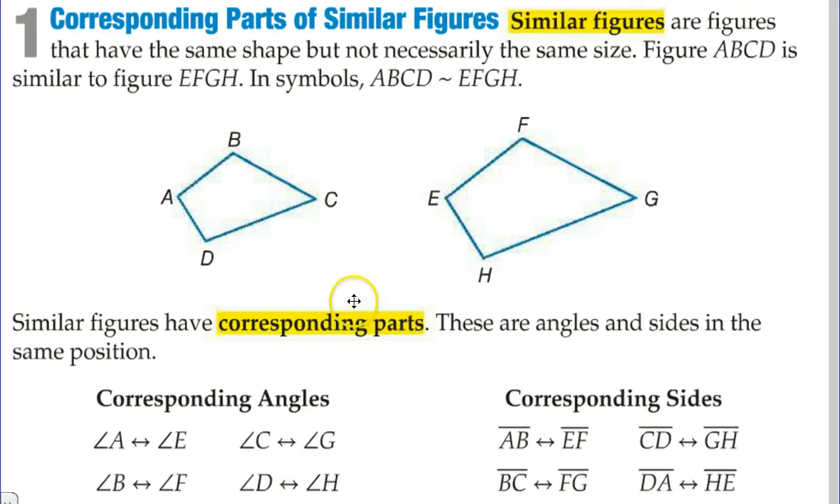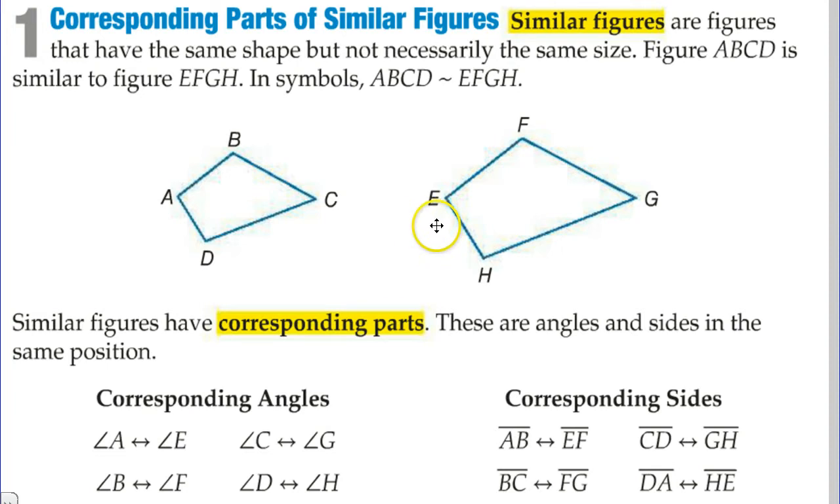The key to this section is actually representing and understanding these corresponding parts. And normally it's not too tough to see, if they're oriented the same way, that angle A corresponds to angle E, B to F, C to G, D to H. You can just see they're in the same spot in the other figure. Same thing with the sides: AB to EF, BC to FG, DC to HG, and AD to EH.